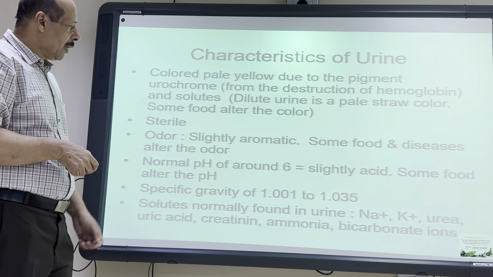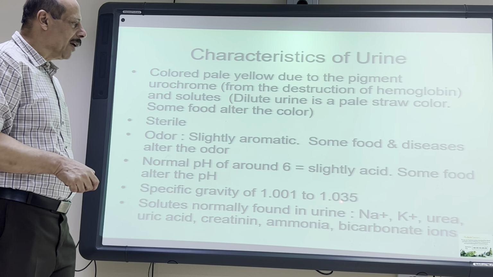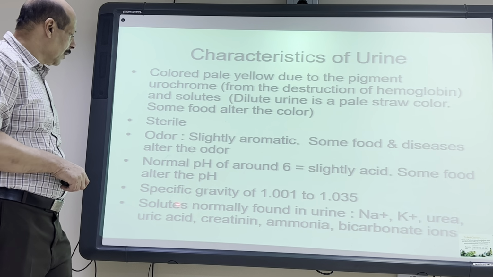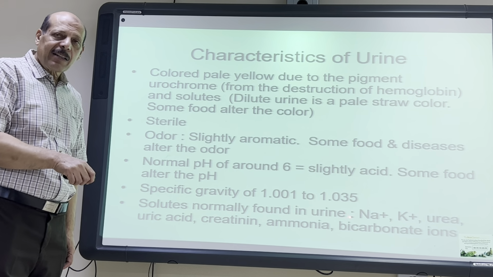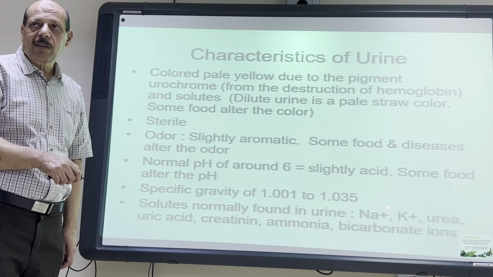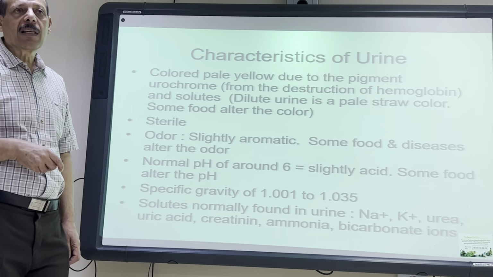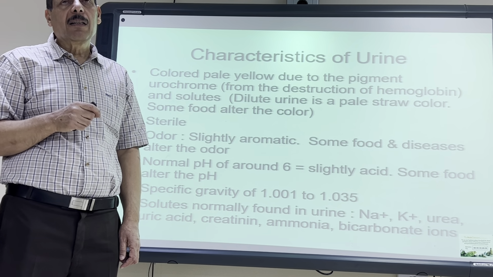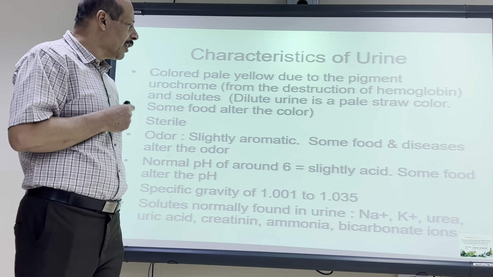So it is from 1.001 to 1.035 gram per cubic centimeter. The specific gravity, the unit of it is gram per cubic centimeter.